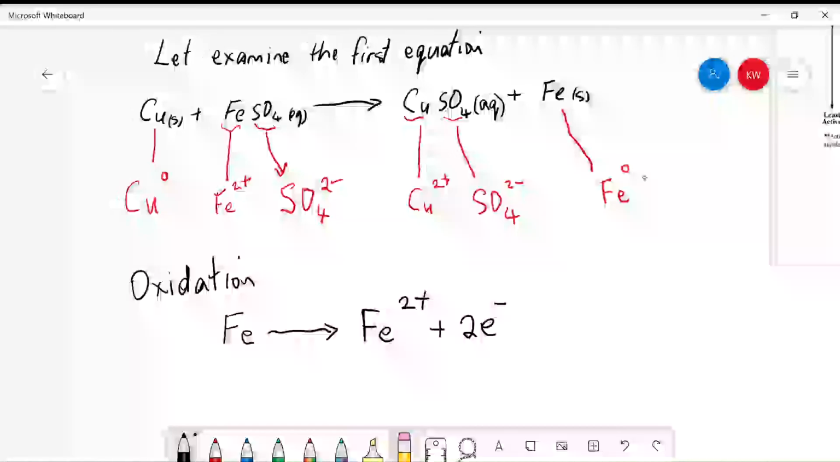So iron is being oxidized. I mean, it loses electrons. Also, oxidation involves the increase in oxidation number, moving from a 0 to a 2 plus. Is that the case happening here? No, it's not. We're actually moving from a 2 plus to a 0. So we right away could tell this is not going to be the equation that's taking place.